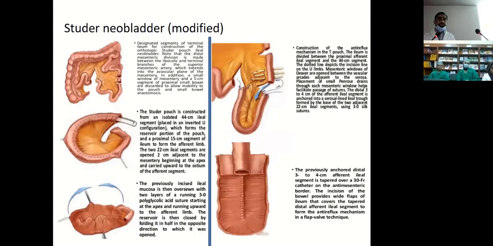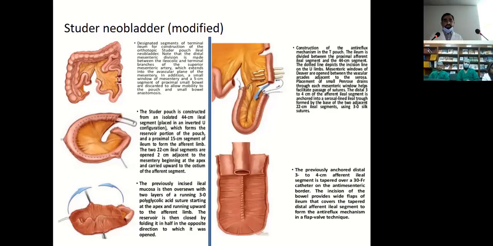The extruded neobladder is the modified design. It uses a detubularized segment of the terminal ileum for the construction of the orthotopic ileal pouch. In the ileo neobladder, note that the distal mesenteric division is made between the ileocolic and the terminal branches of the superior mesenteric artery, which extends into the avascular plane of the mesentery.